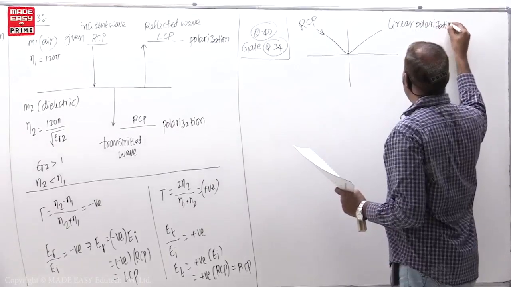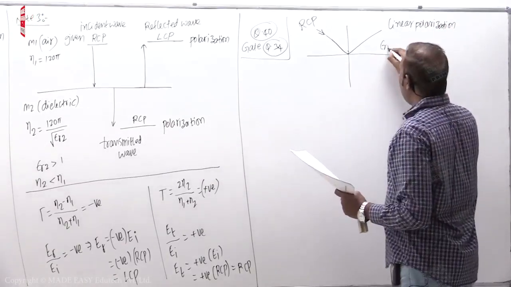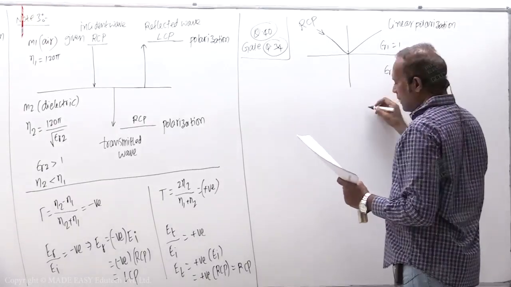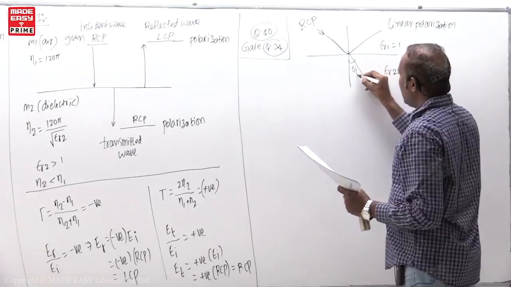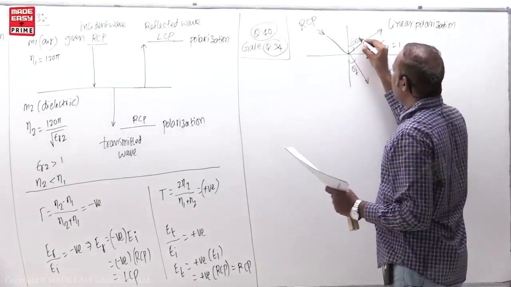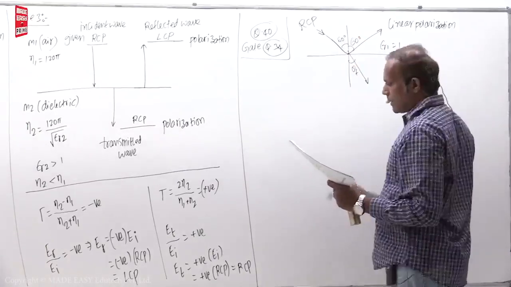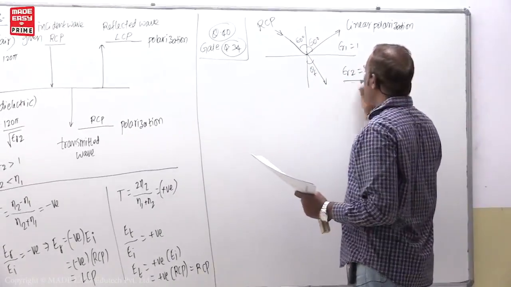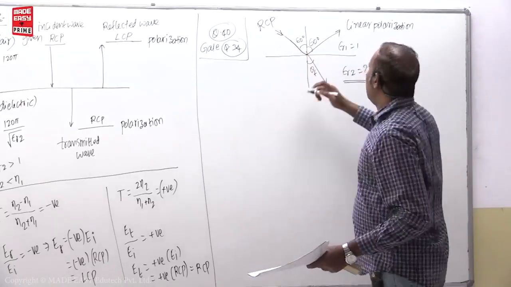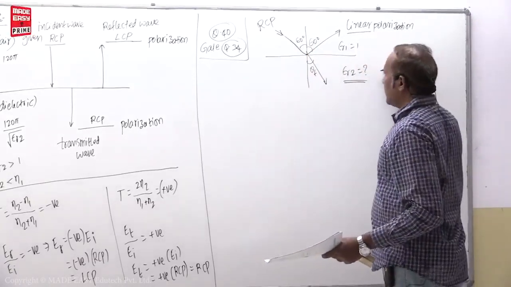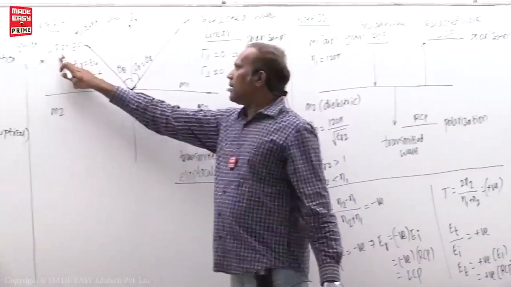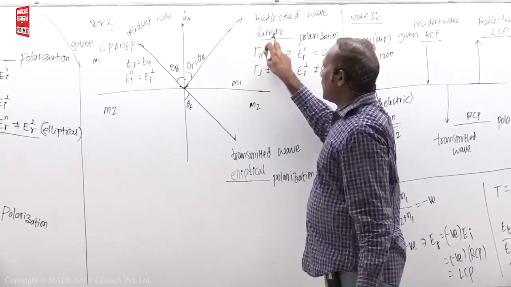Linear polarization. And epsilon r1 is 1, and epsilon r2 value you have to find. This is the transmitted, and he has given this angle also 60 degrees, this angle also 60 degrees. Now you have to find this one. It is very simple. Incident is circular polarization and reflected is linear polarization.